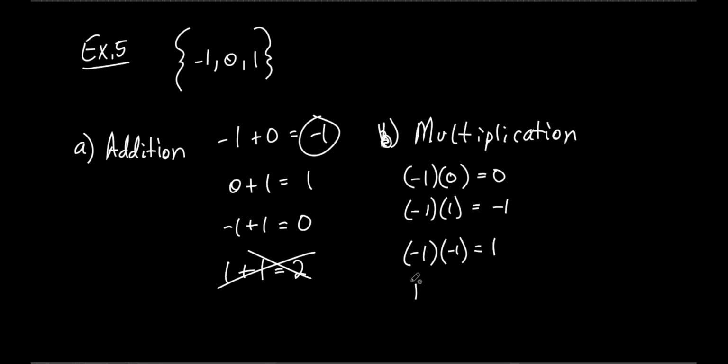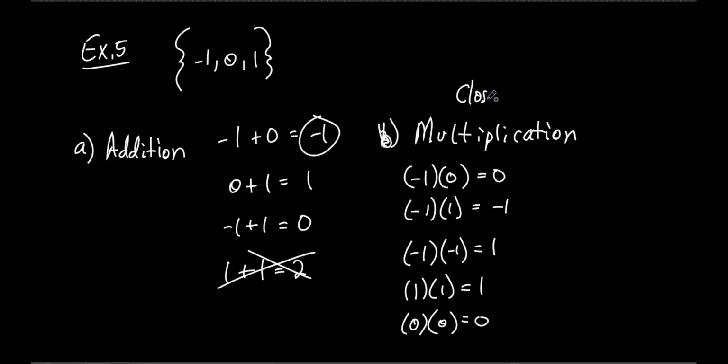1 times 1? And that's 1. Is 1 a member of that set? Yes. One more. 0 times 0, right? What's 0 times 0? 0. Is 0 part of that set? Are there any combinations of these numbers that, if I multiply them together, my answer is not part of that set? No. So what is this? This is a closed set under multiplication. Okay? So yes, it's a closed set.